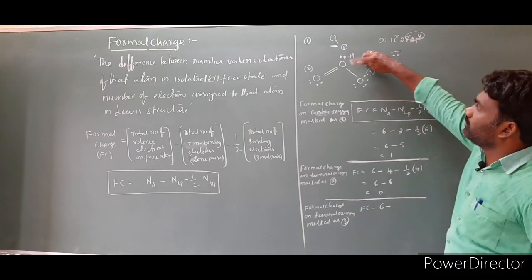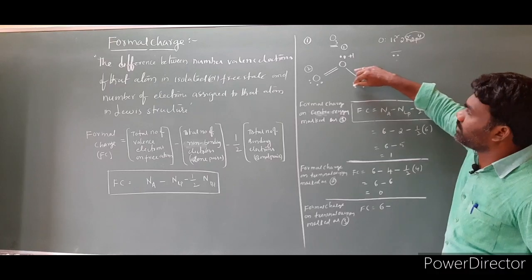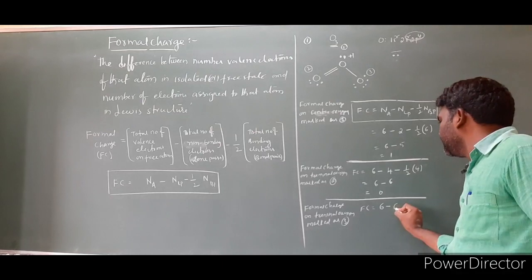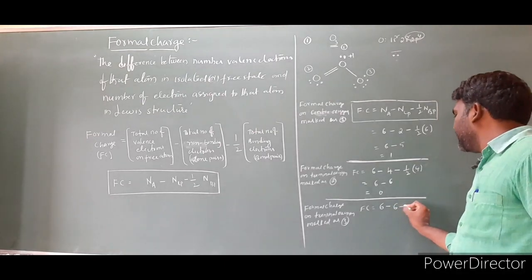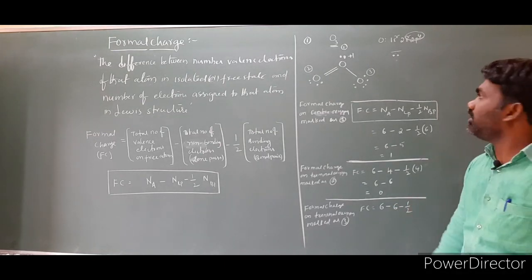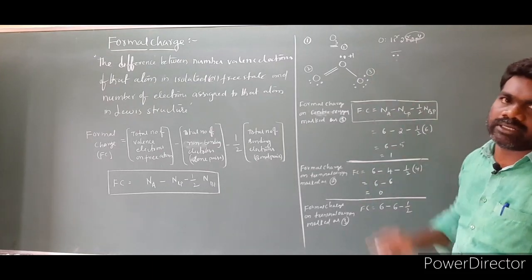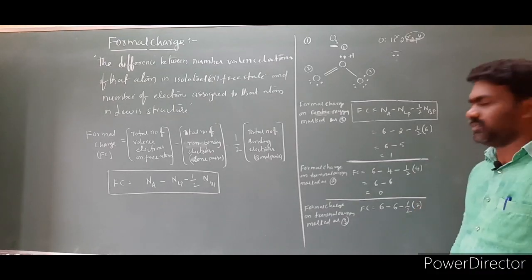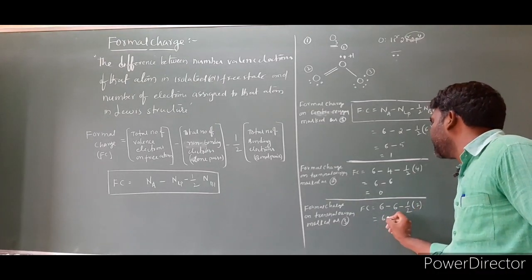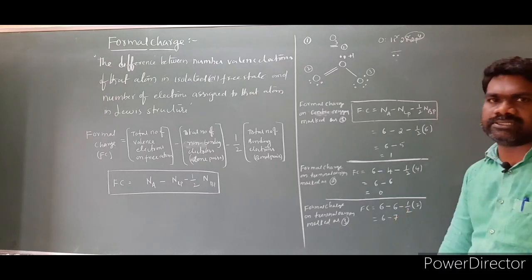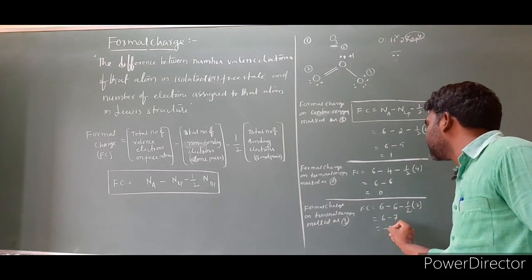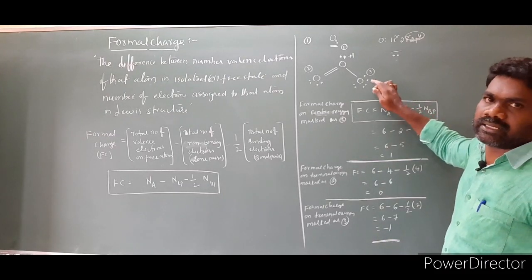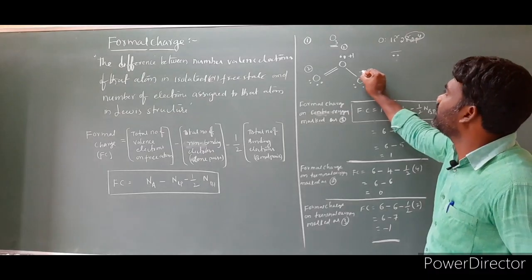Next, the number of lone pairs: 1, 2, 3, 4, 5, 6. Number of lone pair electrons present on the oxygen is 6. So, minus 6. Minus half into the number of bond pairs. How many bond pairs? Only one bond is there. One bond is made up of 2 electrons, so half into 2 is 1. That is equal to 6 minus 7, which equals minus 1. The formal charge on the terminal oxygen marked as 3 is minus 1.